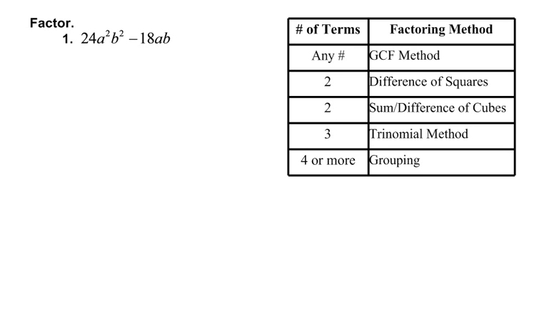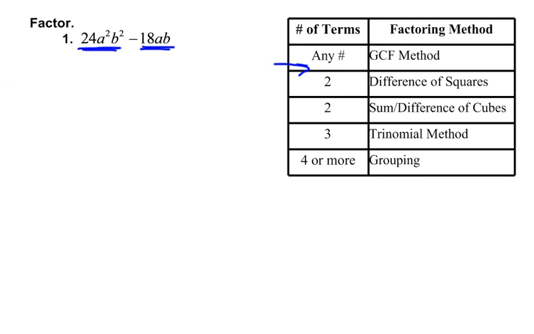So first of all, we're going to look at this example, which I believe is number 1 on the list. Number 1 gives us 24a squared b squared minus 18ab. And again, like we've said, the first thing we're going to check for in any situation is the GCF of that problem. We'll take a quick look at this polynomial and identify any numbers that might go into both of these terms. The first one being 24a squared b squared, and the second one being 18ab.